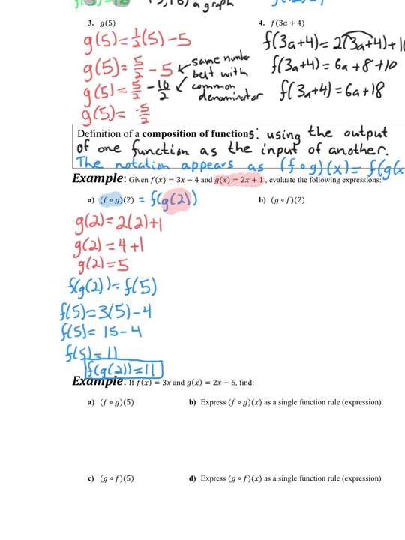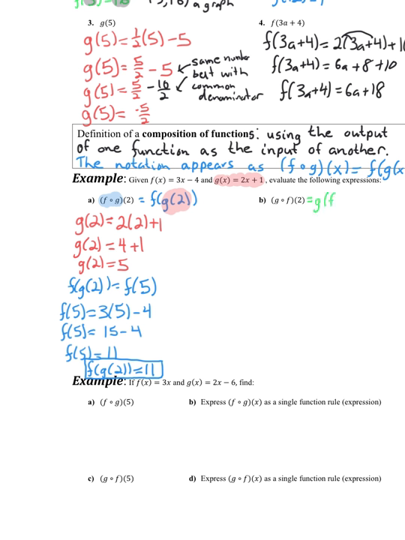So that's how I would do this type of function, a composition of functions. Okay, so you figure out what the output of the first function is, and then use that as the input of the second function. So I like rewriting it first. We'll do the second example now.